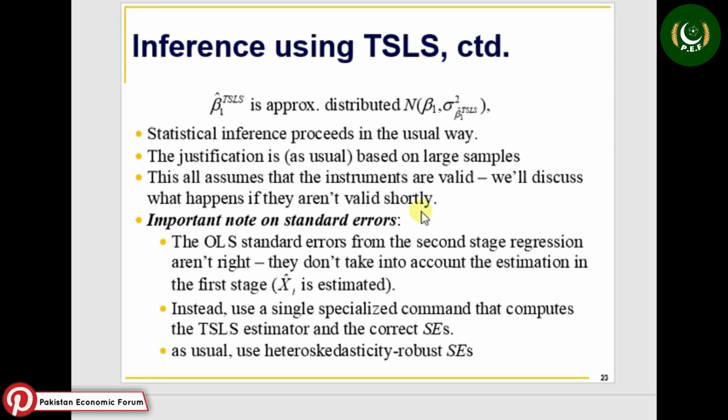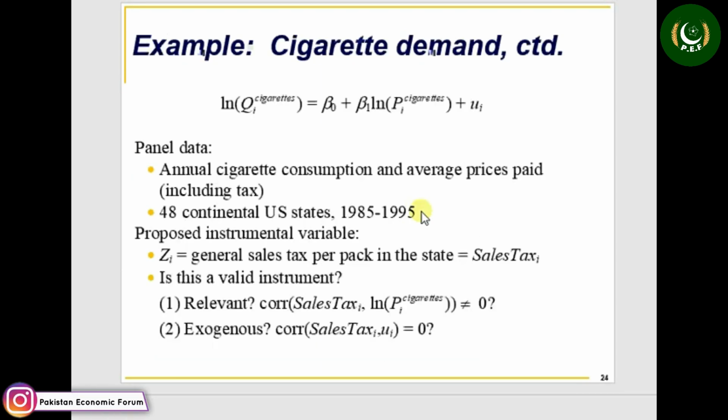Inference using 2SLS is more or less the same. The only difference is that you need to take care of standard errors. Don't take the standard errors of the second stage. Rather, use two-stage least squares directly instead of estimating it one by one, because when you estimate the first stage and then the second stage, the second stage does not incorporate the first stage standard errors. So there may be a slight error in the calculation of standard errors.